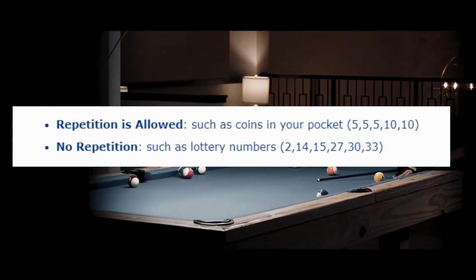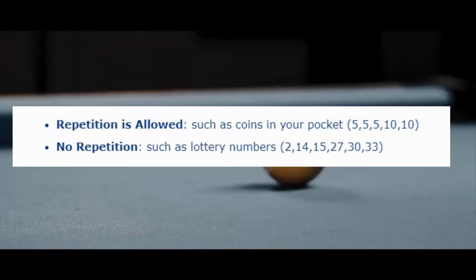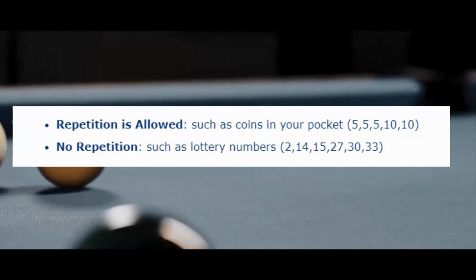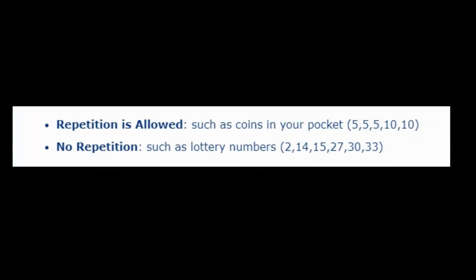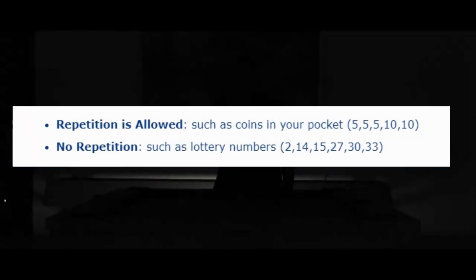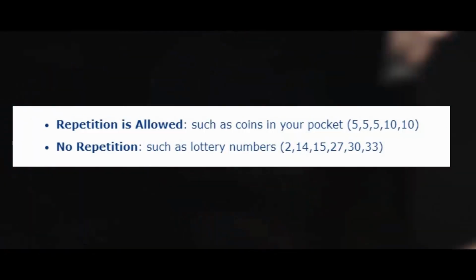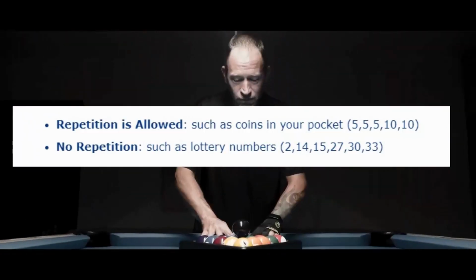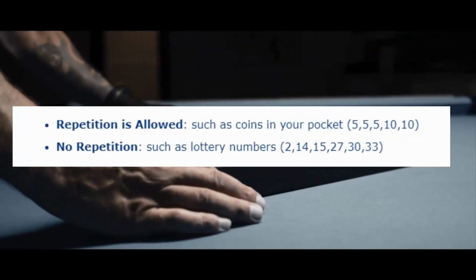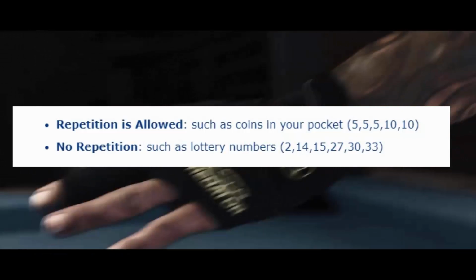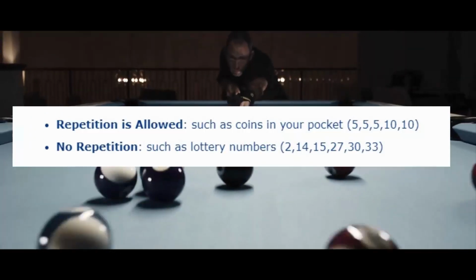And the second flavor, as I just mentioned, allows repetition. For example, you might go in your pocket and find that you have a 5-cent piece, a 5-cent piece, a 5-cent piece, a 10-cent piece, and a 10-cent piece. In this case, repetition is allowed, where we have the repetition of a specific coin. So we have 3 5-cent pieces and 2 10-cent pieces. And again, it's a combination because it doesn't matter which order we would choose them.